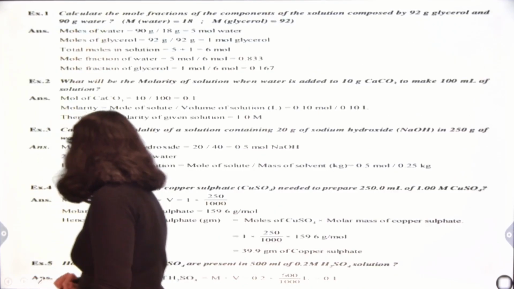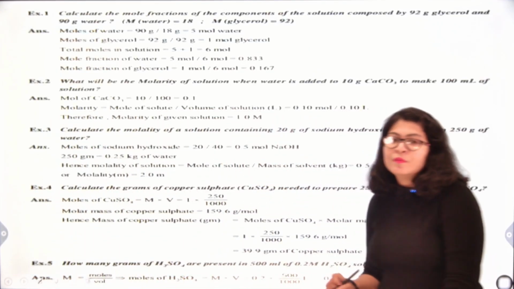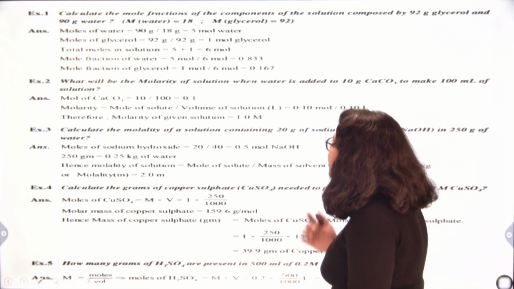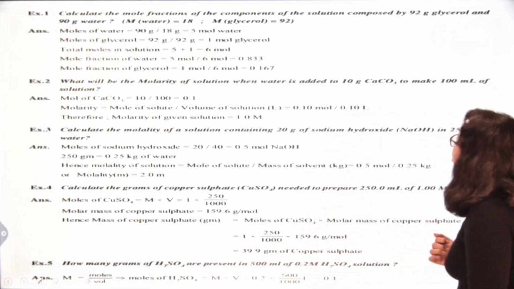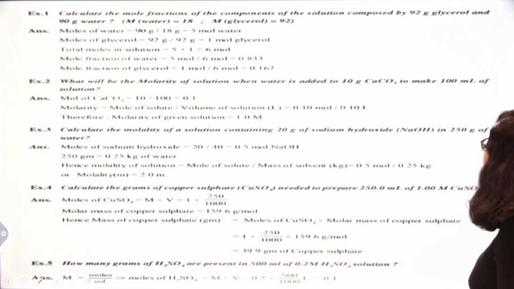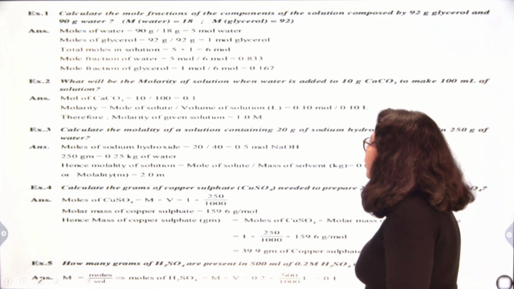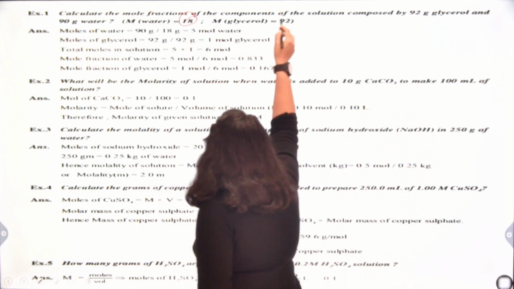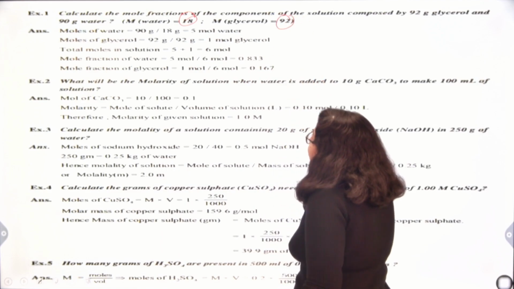Now, here are some questions before you which we will deal with in order to get the concepts more clearly. First is, calculate the mole fraction of components of the solution composed of 92 gram of glycerol and 90 gram of water. Here the molar mass of water is given as 18 and the molar mass of glycerol is given as 92.